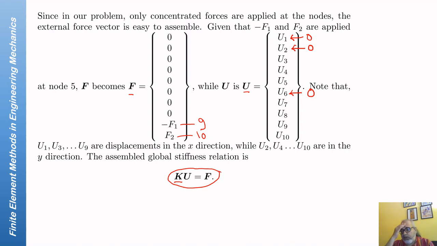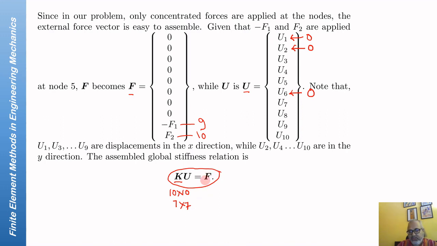Now, computationally, it is of course possible to remove these three equations from the system. And remember, our K was a 10 cross 10 matrix. We can remove these three degrees of freedom and convert it into a 7 cross 7 matrix.